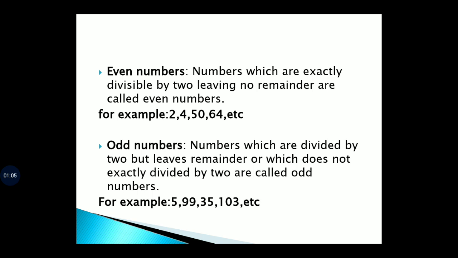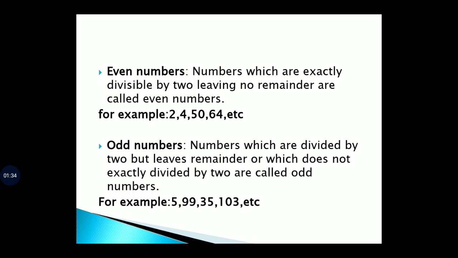Next one, odd numbers. Numbers which are divided by 2 but leave a remainder, or which are not exactly divided by 2, are called odd numbers. For example, 5, 99, 35, 103, etc. Which means numbers can be divided by 2 but the remainder will be left as it is. That means the remainder will not be 0.